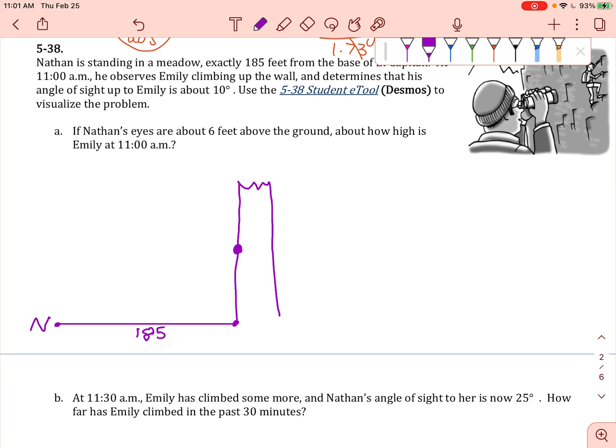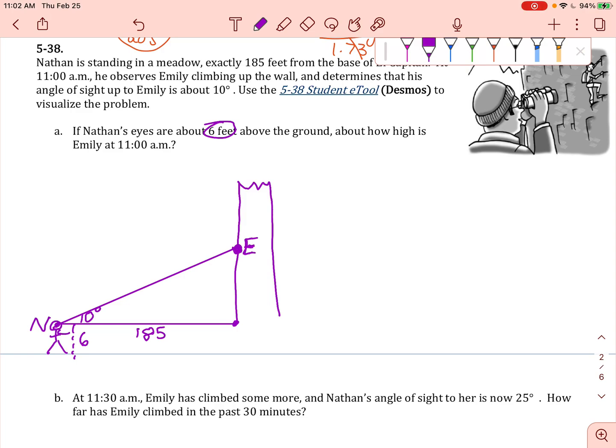Okay, so again, Emily is climbing up the wall. So let's just say this is Emily right here. Nathan's head looks up 10 degrees. So here's Nathan, and his head has to look up like this, 10 degrees to see Emily climbing up. If Nathan's eyes, so we can't forget about the 6 feet, I always forget about this, are 6 feet above the ground, how high is Emily at 11 a.m.? So they're asking us, how high is Emily?